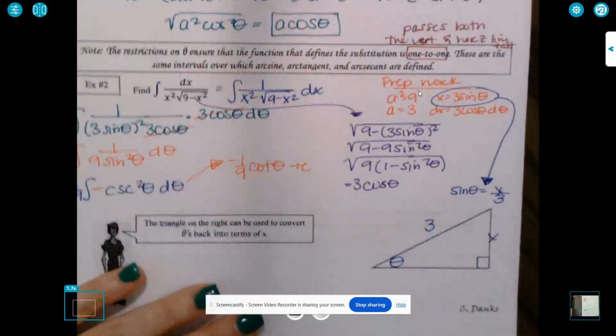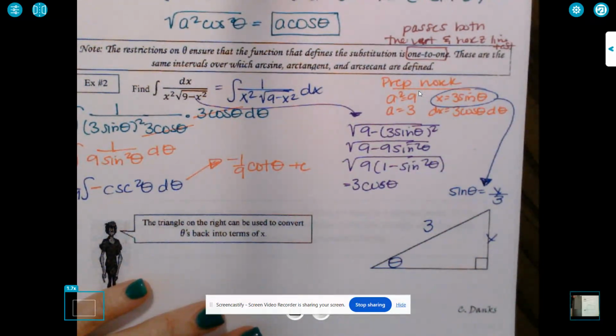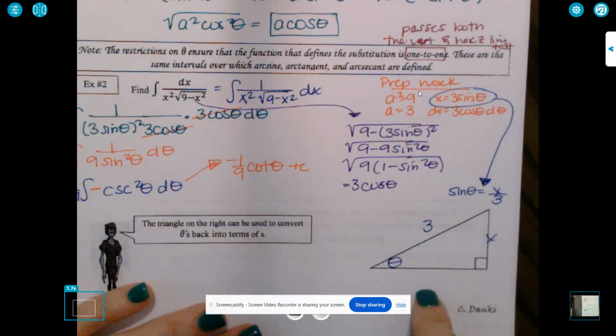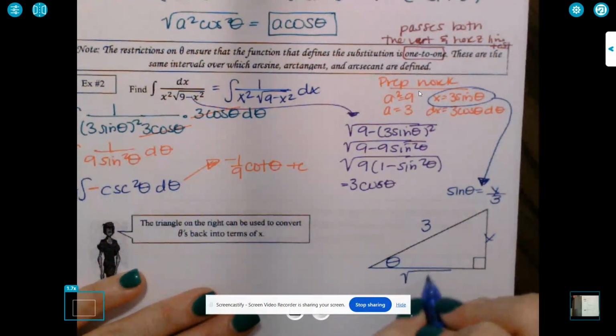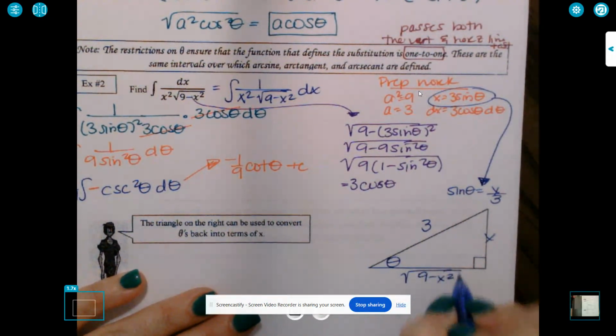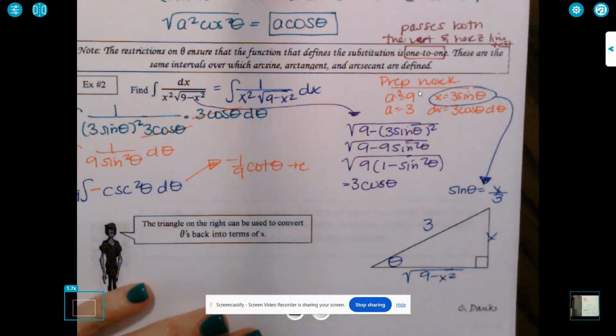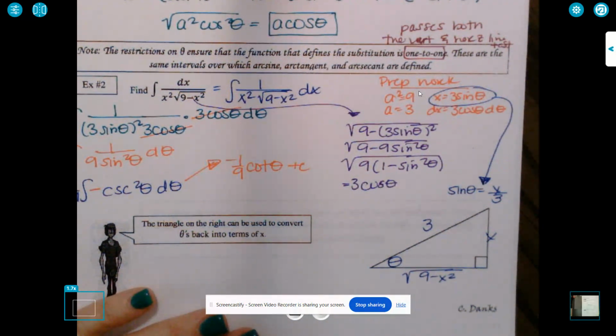And then if we did Pythagorean theorem, a squared plus b squared, all that kind of stuff, you'd be looking for this side. It would end up being the square root of 9 minus x squared, because 9 would equal x squared plus the square of whatever this side is, and we work backwards and get that.